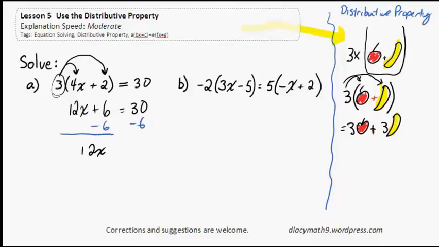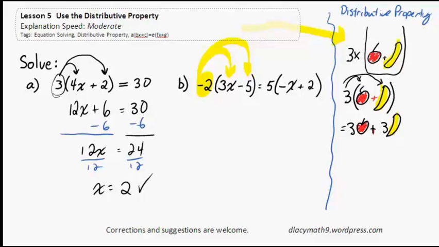12x is equal to 24. So it must be that x is equal to 2. And that's the answer, using the distributive property. Well, let's try it again. Now let me really emphasize that this -2 needs to be used twice, once for the apple and once for the banana, so to speak.